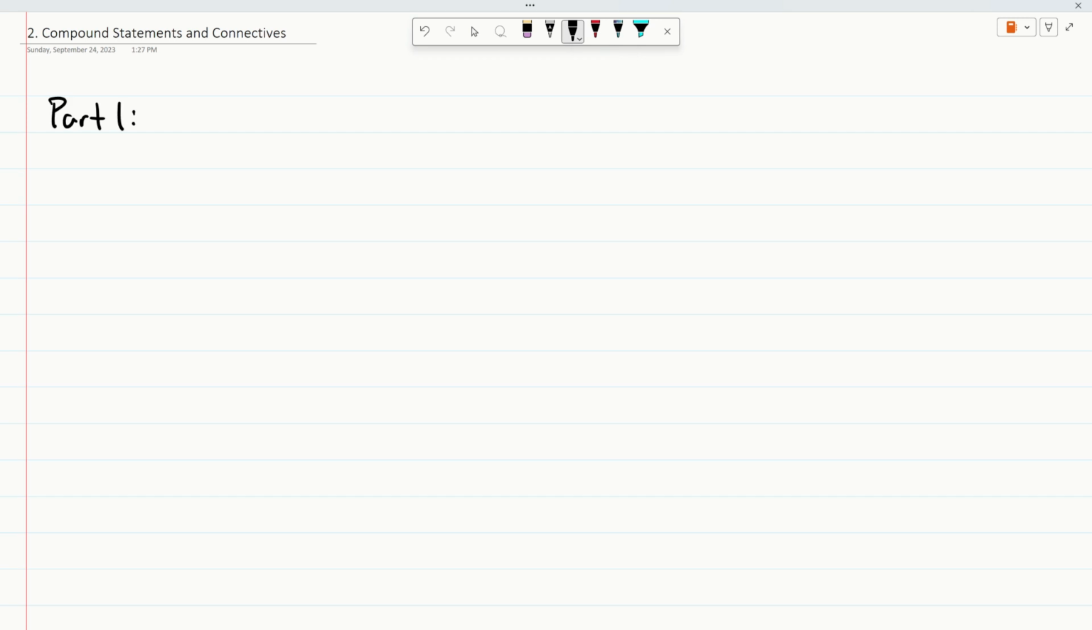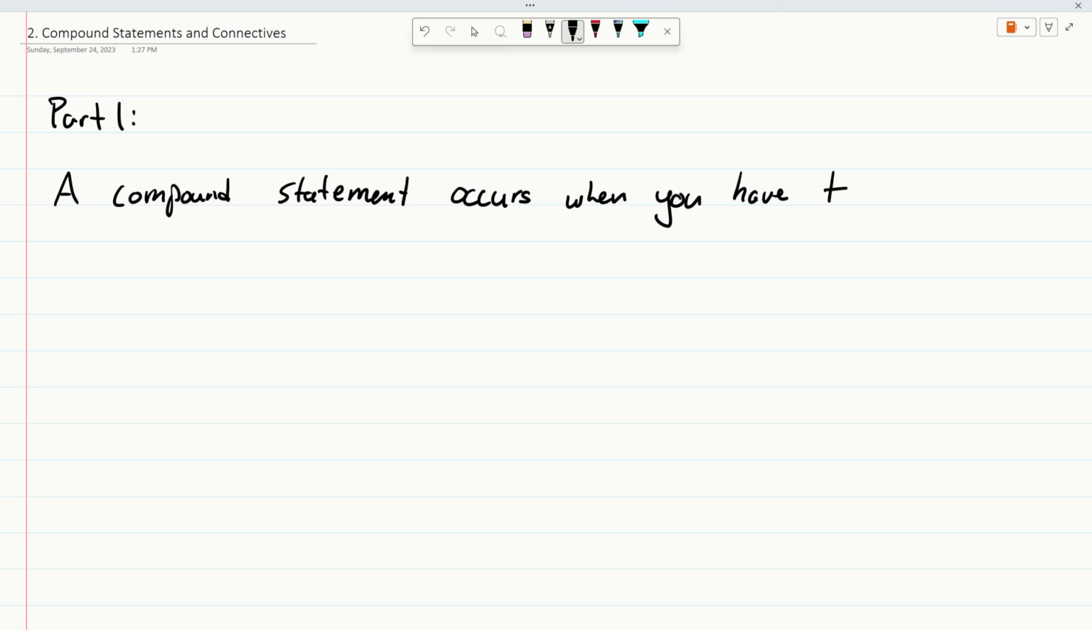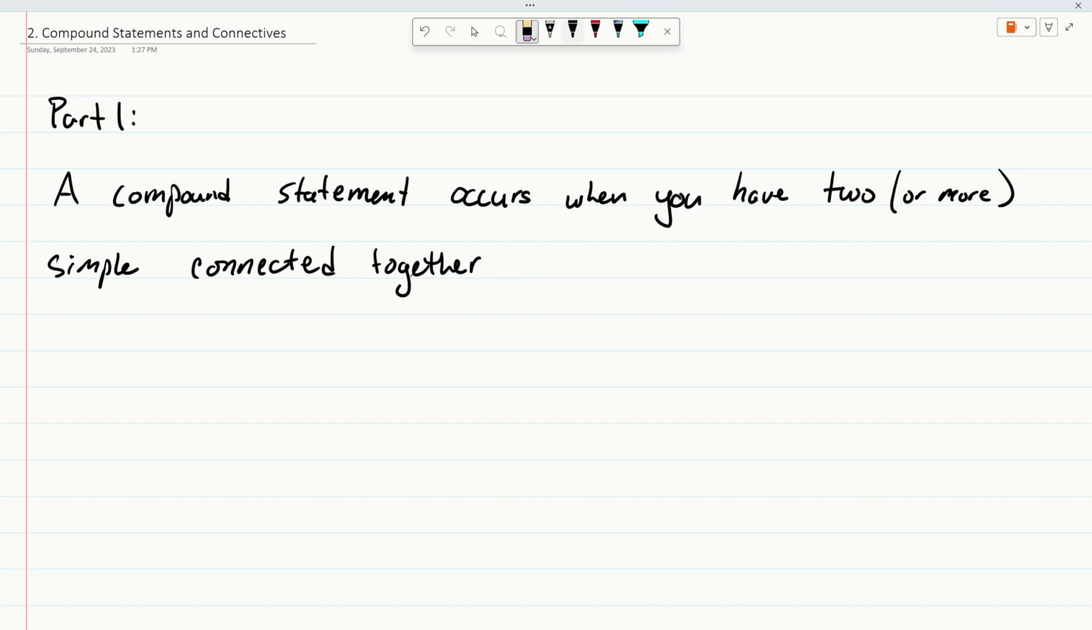All right, now, compound statements is when you have two simple statements connected together. So let me go ahead and write that out. So a compound statement occurs when you have two or more simple statements connected together. So the big question becomes, all right, well, how are we connecting these statements?